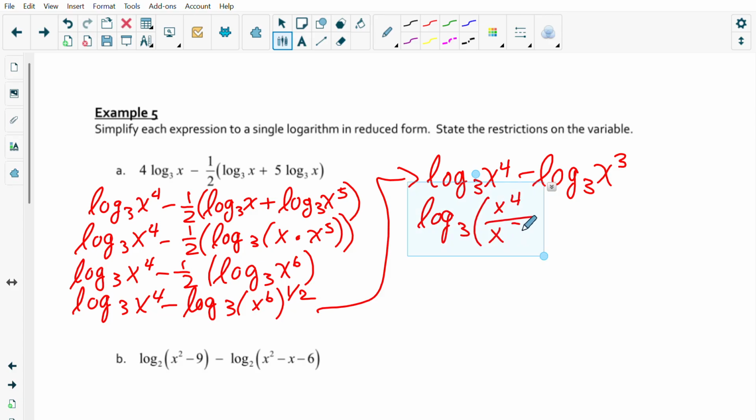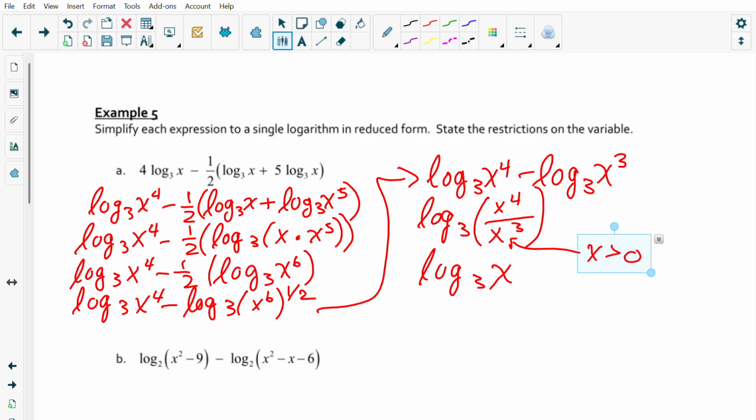Let's apply the quotient law. Log base 3 of x to the 4th divided by x to the 3rd. And I have log base 3 of x. Okay, what's my restriction? From here, right, I have a denominator in the x. It's kind of like asking what are the restrictions on a rational function. You have to always think about the denominator, right? x must be greater than 0.